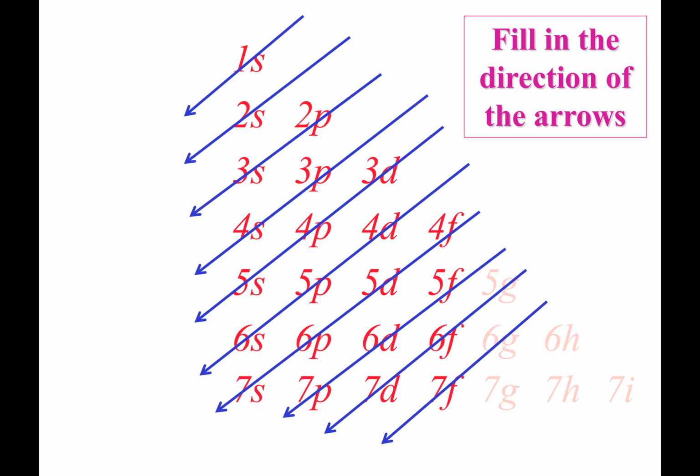And what do you think? 7F, let's see, n is equal to 7 and l for F is equal to 3. Yeah, that's 10. n plus l value of 10. So this is just a tool to know which subshell to go to next.